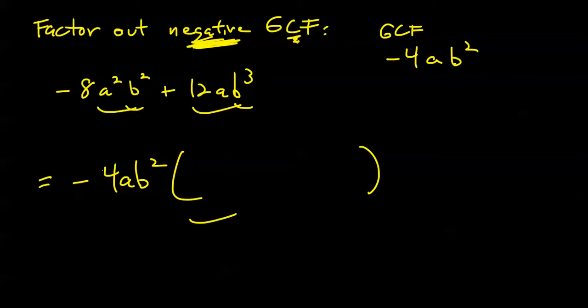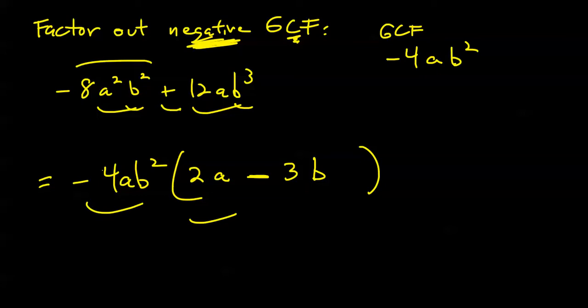Whatever I put in here has to multiply out to be negative 8a squared b squared, so I'll put in a 2a. 2a will do it, will it not? Yes. And I want plus here. If I'm factoring out a negative 4, I'll need a negative here. Right? Hang with me. I'm going to factor out a negative 4, so I'll get a negative 3b. Will I not? Let's check it.